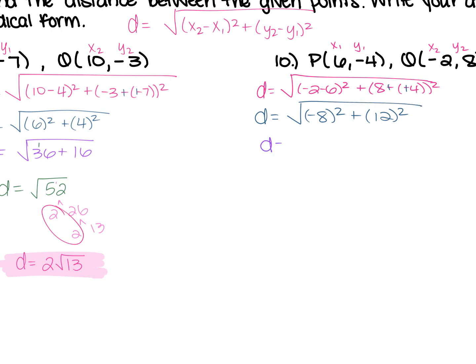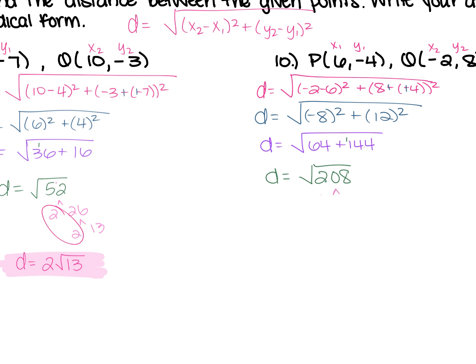Double negatives turn into a positive, so that gives you the square root of negative 8 squared plus 12 squared. Negative 8 squared is 64. The 12 squared is 144. We add these. The 4 plus 4 is 8. 4 plus 6 is 10. Carry the 1. 1 plus 1 is 2. So that's the square root of 208.